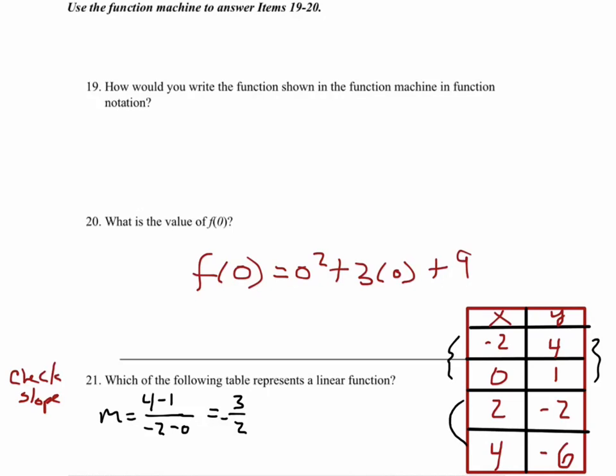Now let's check my slope between these two. So m equals negative 6 minus negative 2, which is going to be 4, over 4 minus 2. Well, this is going to be negative 4 over 2, which equals negative 2. So this is not linear. You need the same slope.